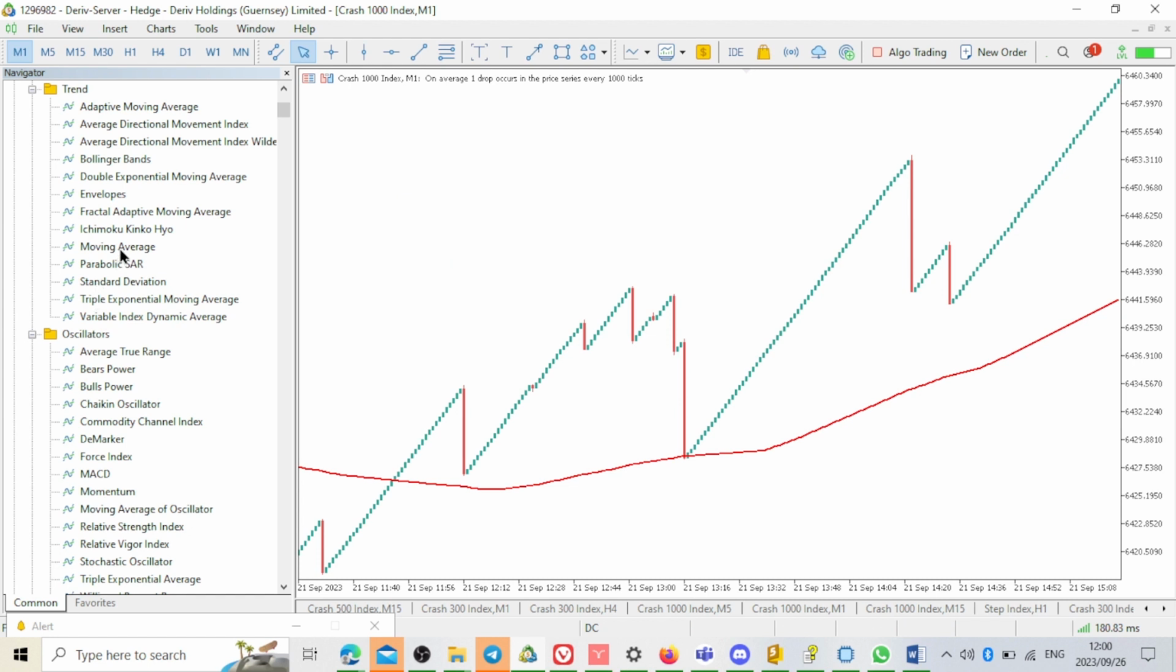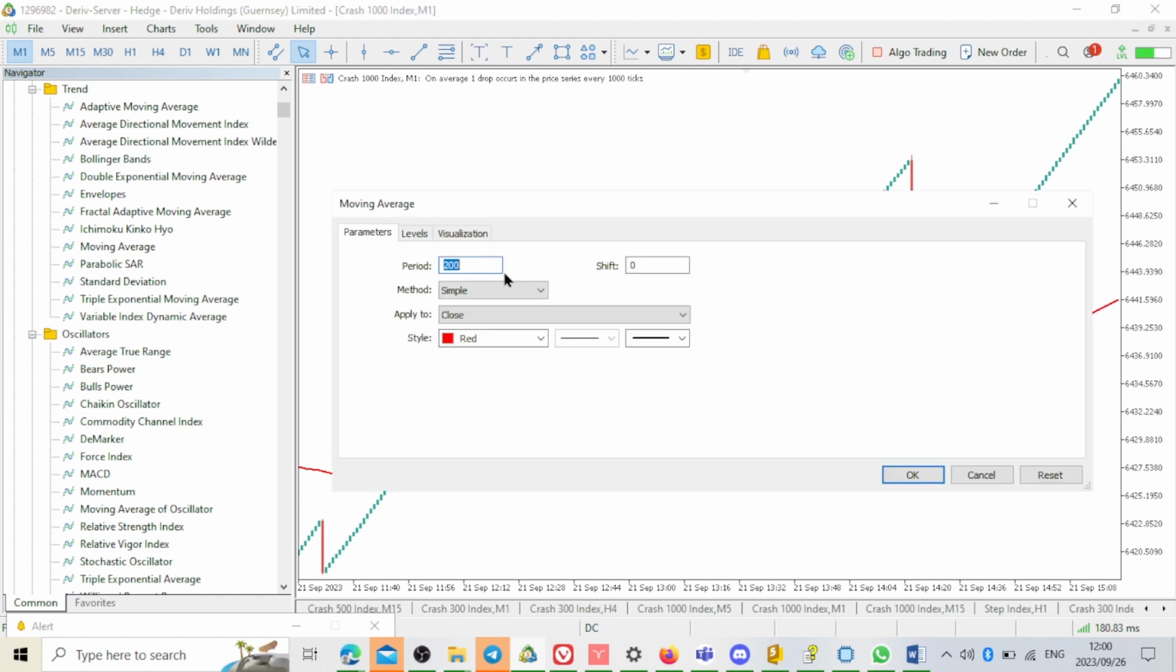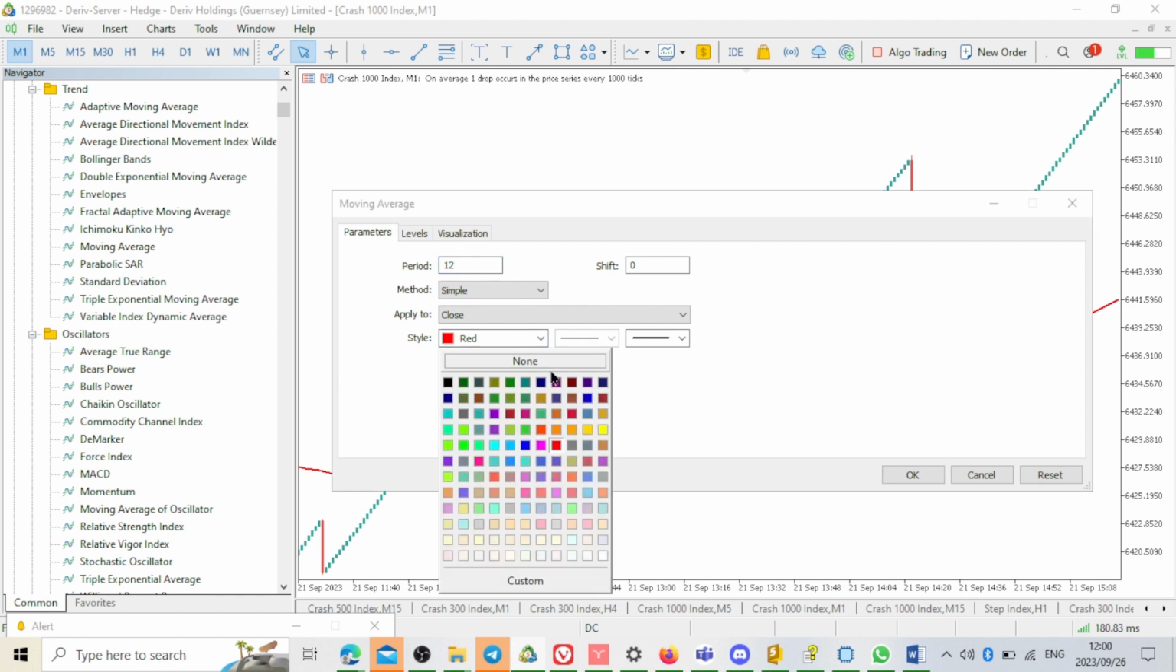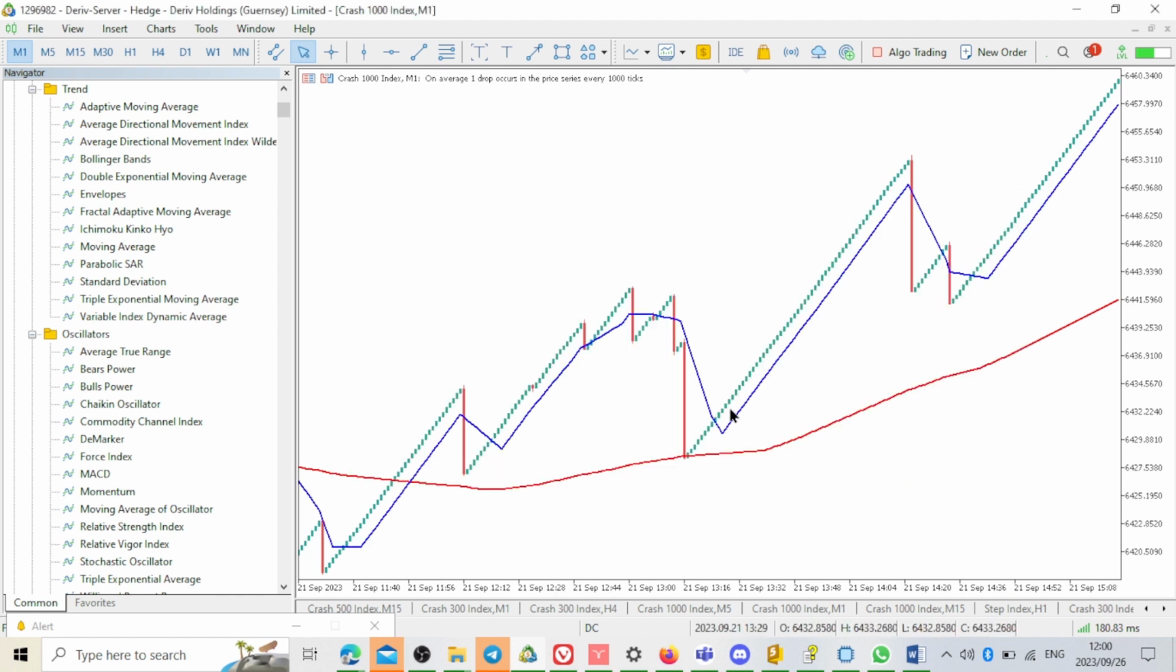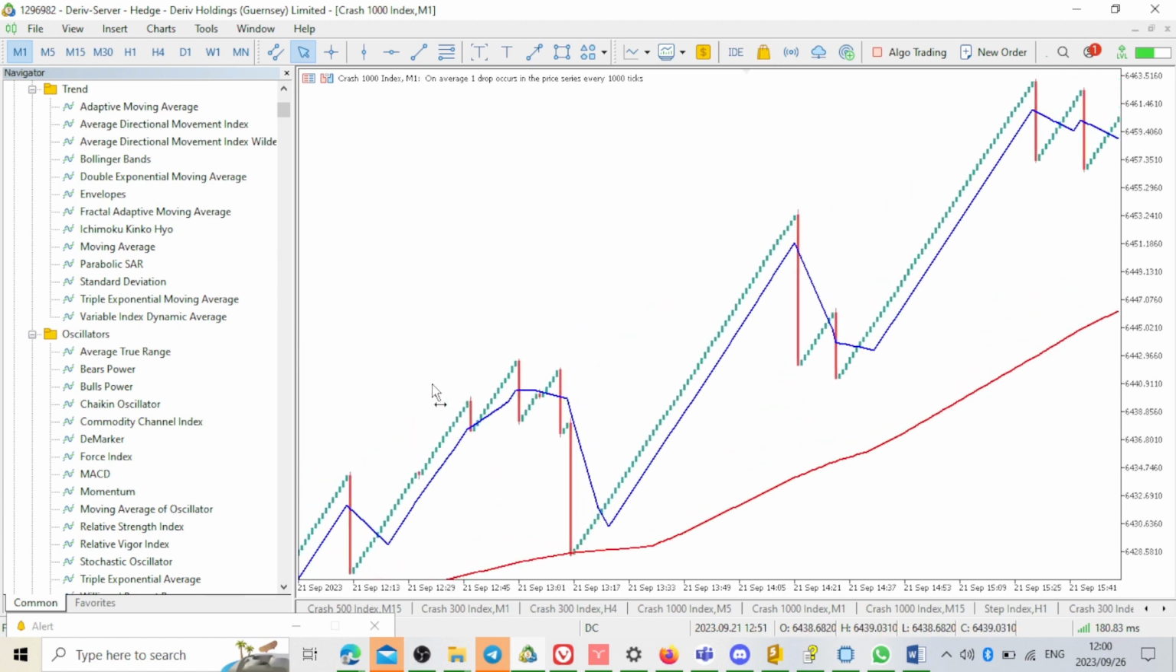Then the next indicator is going to be a moving average, but this time we're going to have a period of 12. The shift is 0, method simple, apply to close, then our color is going to be blue. Then we click done. So we now have two moving averages on our chart.